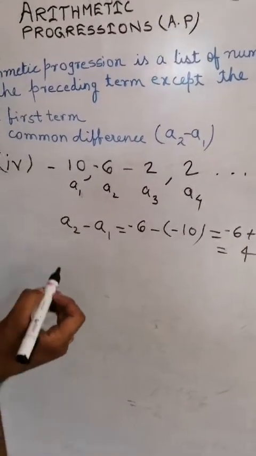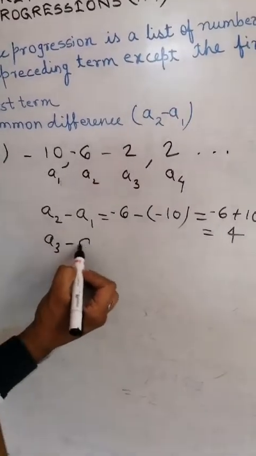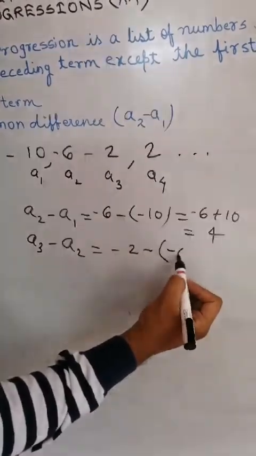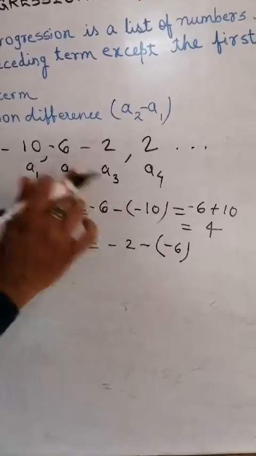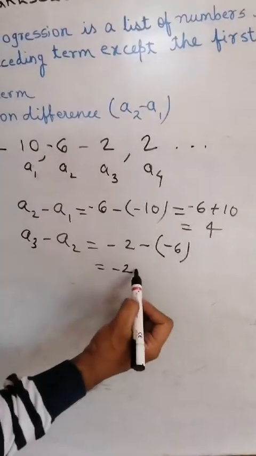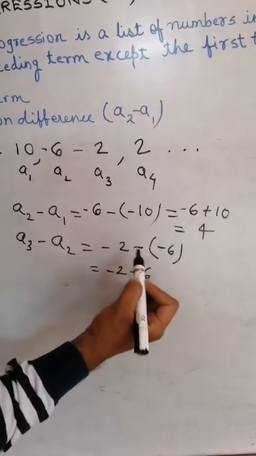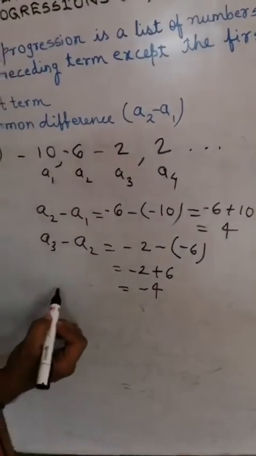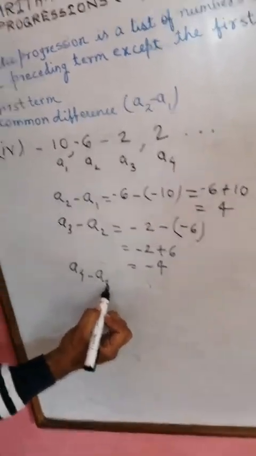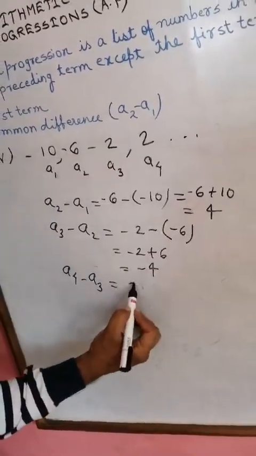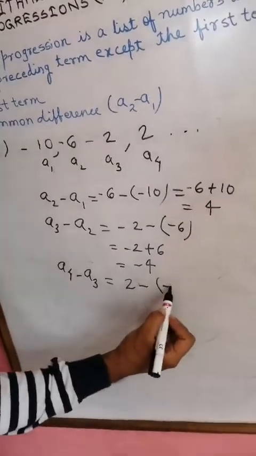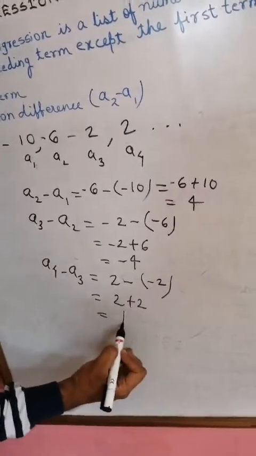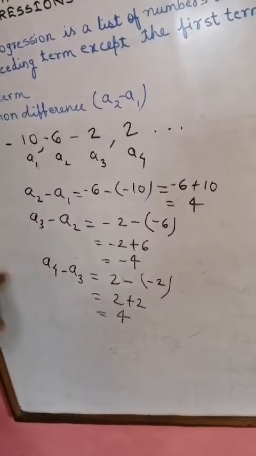Now the next is A3 minus A2. Here A3 is minus 2 and we subtract A2, which is minus 6. Minus and minus 6 will become positive on multiplying. Here it will be 4. Now take A4 minus A3. A4, as you know, is given as 2, minus (minus 2). Here 2 plus 2 is 4. The answer is 4. Now we got the common difference 4.